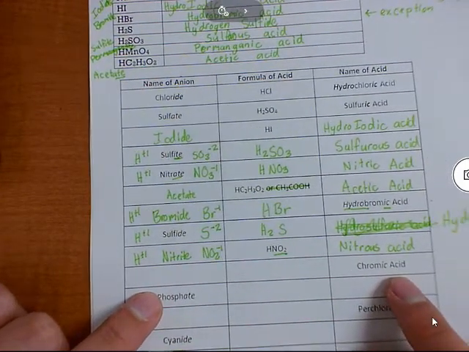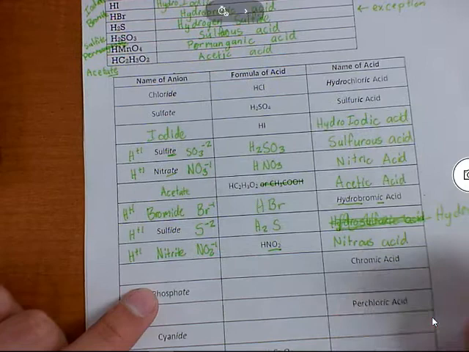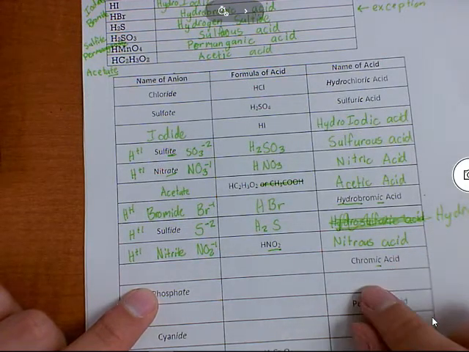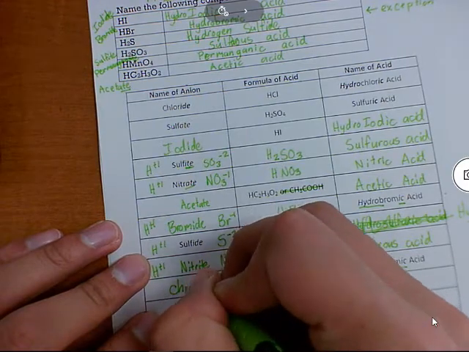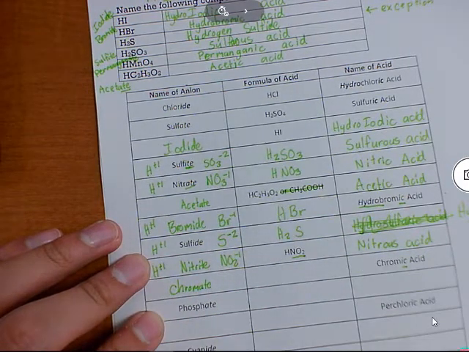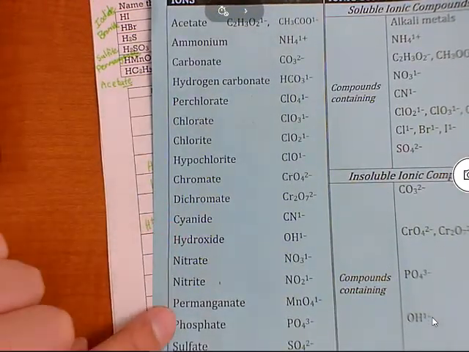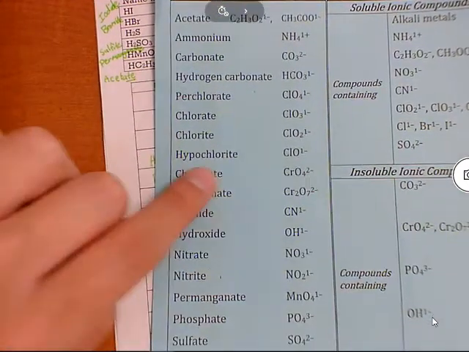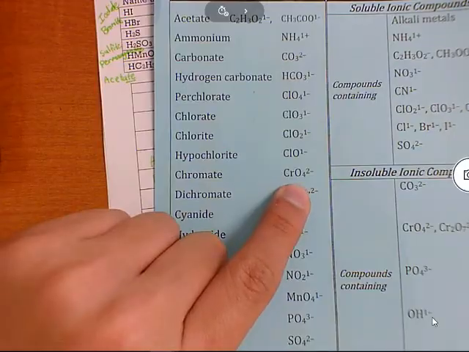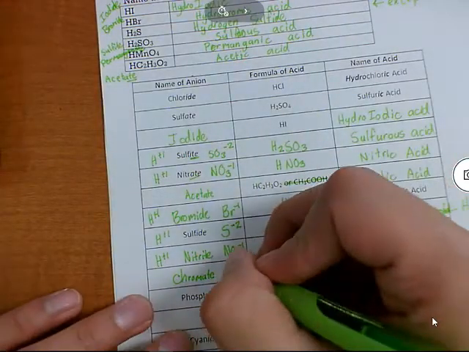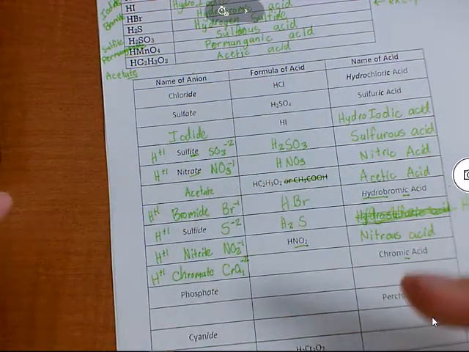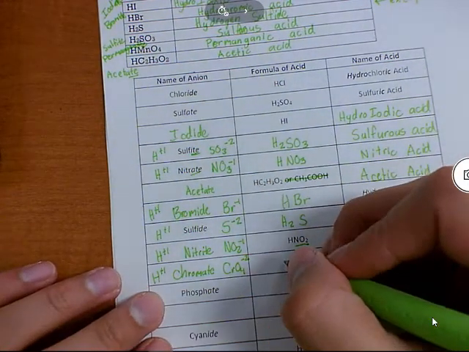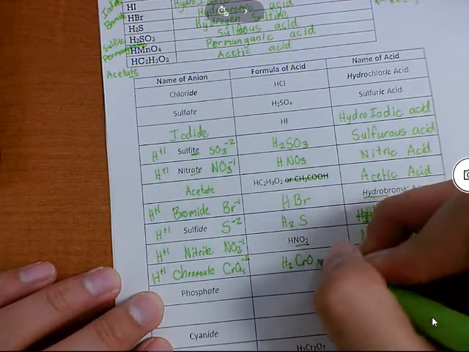Next, chromic acid. So since it ends in IC only, that's going to follow the ATE rule. So that's chromate. Chromate is on the back of the periodic table. Where's chromate? There it is. CrO4 negative 2. Hydrogen is a plus 1. Cross those charges, and I will get H2CrO4.